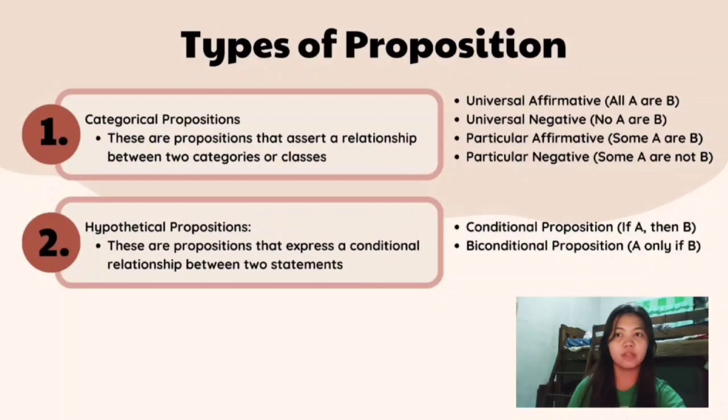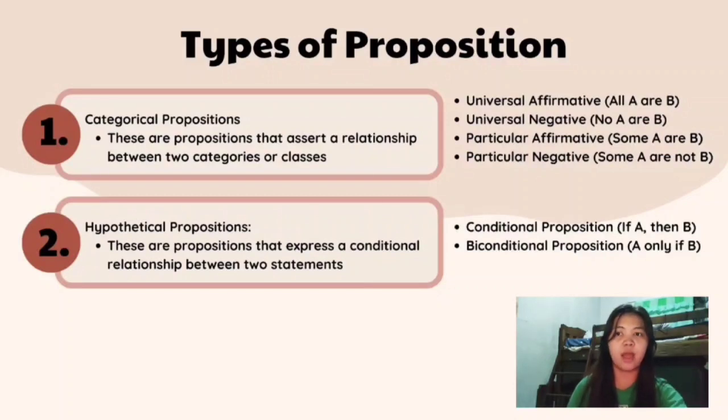The first one is universal affirmative, or all A are B. It's a categorical proposition that asserts that every member of category A is also a member of category B. For example, all dogs are mammals. The second one is universal negative, where it's no A are B. It's a categorical proposition that asserts that no member of category A is a member of category B. For example, no cats are dogs.